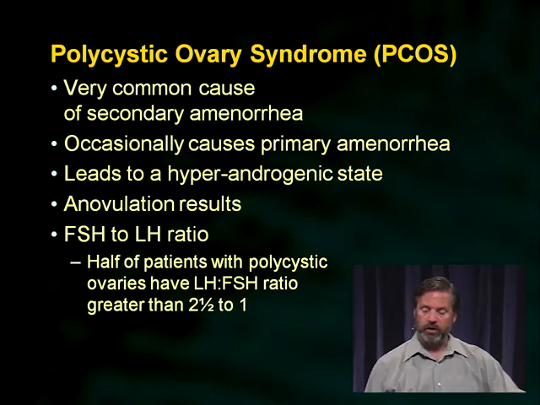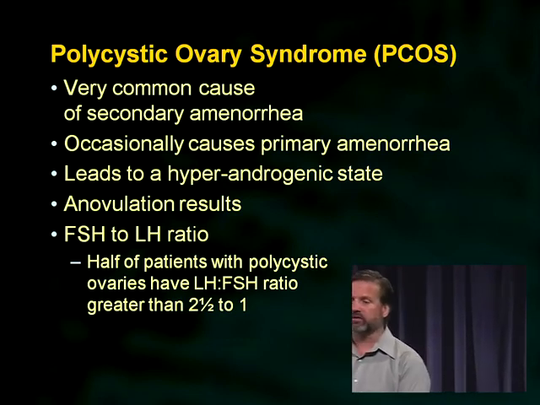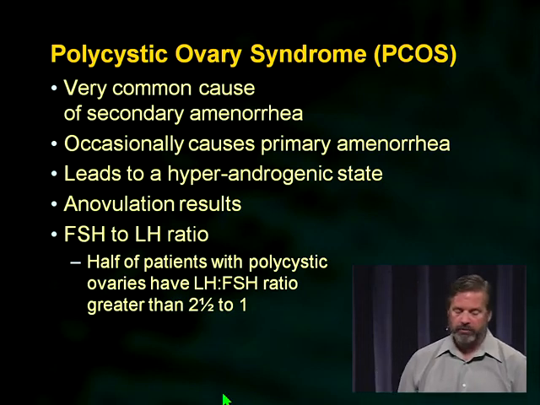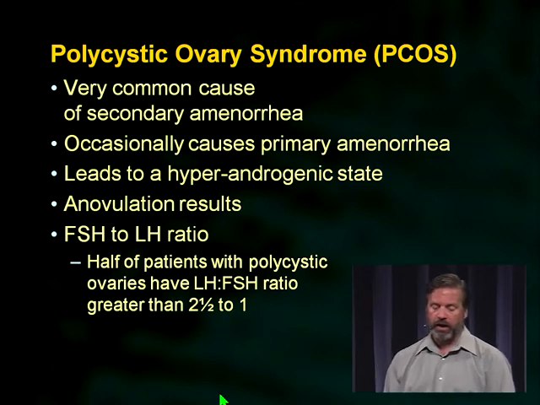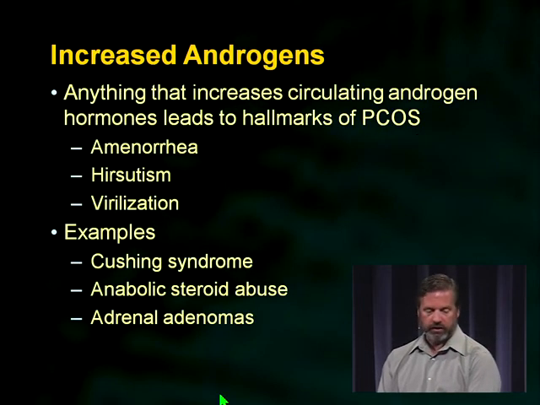Polycystic ovary syndrome is pretty common as well. It is, as described, a syndrome, so there isn't a single test that you can use to make this diagnosis, but it's a very common cause of secondary amenorrhea. Patients have a hyperadrenergic state that leads to anovulation, and one helpful marker is an FSH to LH ratio, but that's not diagnostic, so I just encourage you to realize that you can't make a diagnosis that way. It is, in fact, a clinical diagnosis.